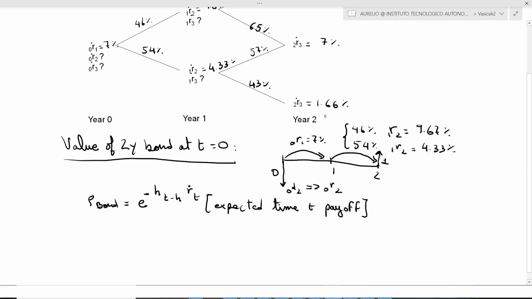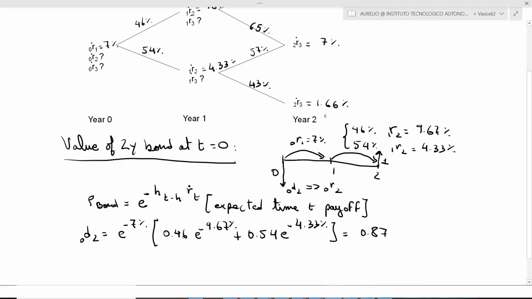So let's translate this into our discount factor. This would mean that 0D2 would be equal to, let's do the first part, the 0R1, so it's going to be e to the minus 7%. And then we have to do here the expectation of the second part, which is going to be 0.46 times e to the minus 9.67%, plus 54% times e to the minus 4.33%. And then this is going to be equal to 0.8716. And this would mean that the 0R2 is going to be equal to 6.87%.